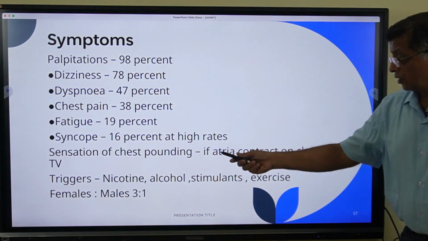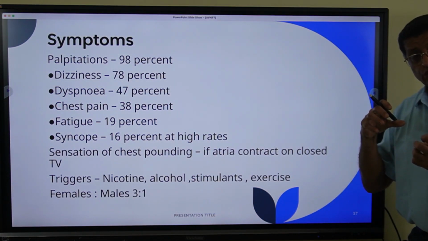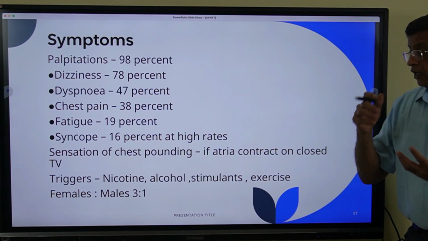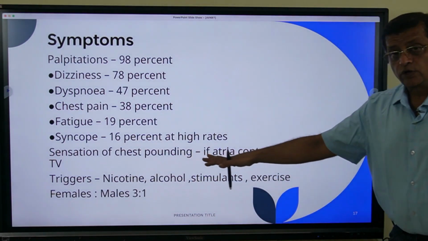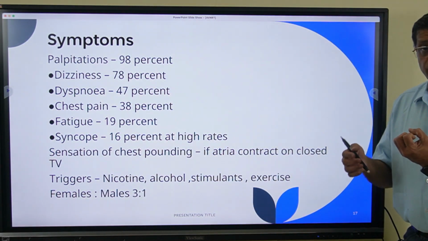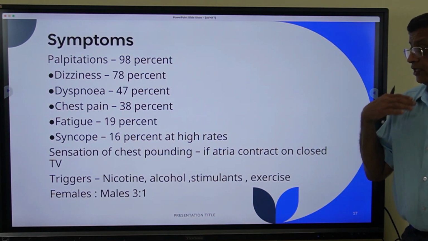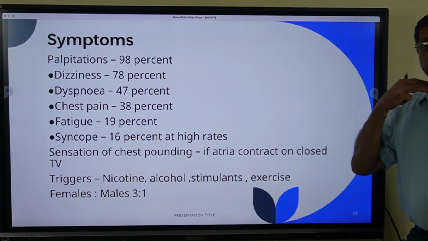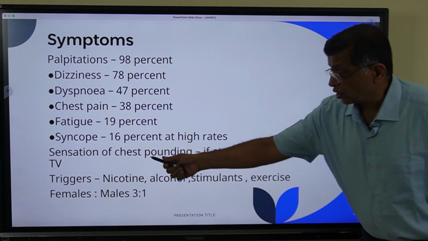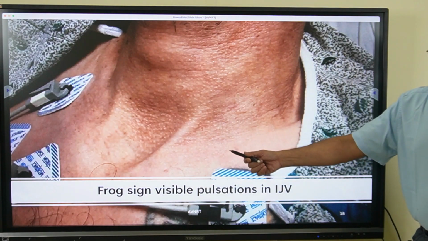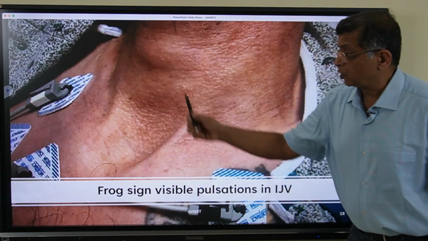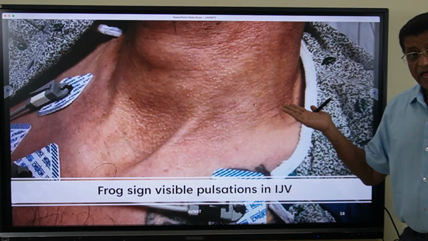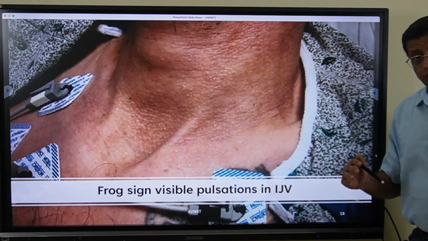There is a sensation of chest pounding if the atria contract against a closed tricuspid valve. Normally, atria contract at the end of ventricular diastole, right? But if atria contract while the ventricles are still contracting, the tricuspid valve is closed, and that leads to filling of the internal jugular vein and a sensation of chest pounding. This is the Frog sign. The jugular vein suddenly fills because atria are contracting against a closed tricuspid valve. This is also called cannon A waves. These waves are also seen in AV dissociation.